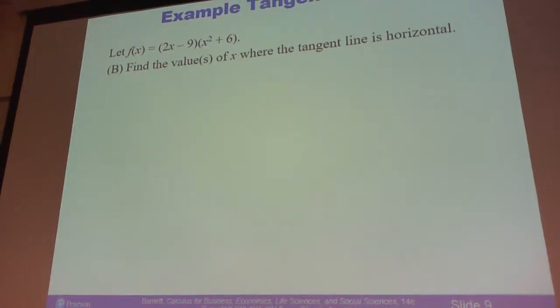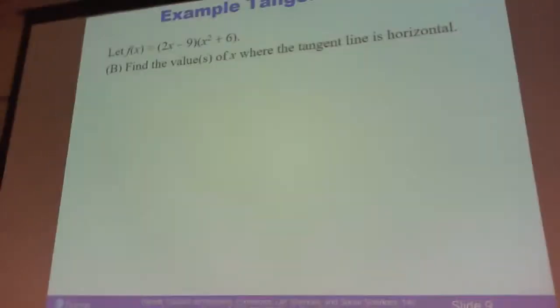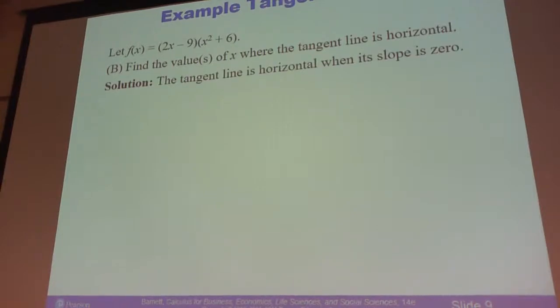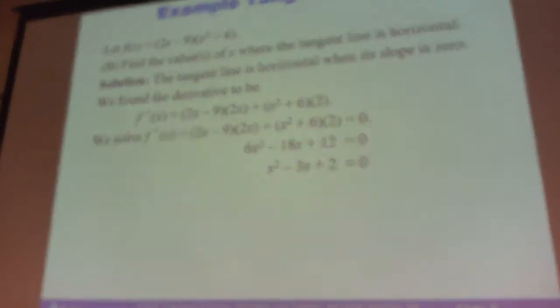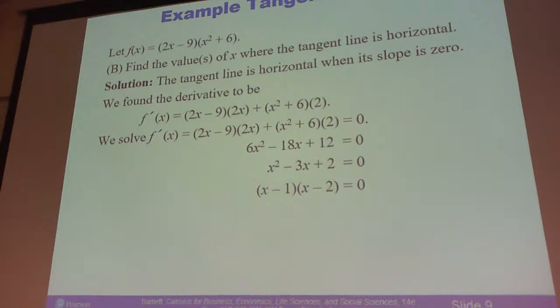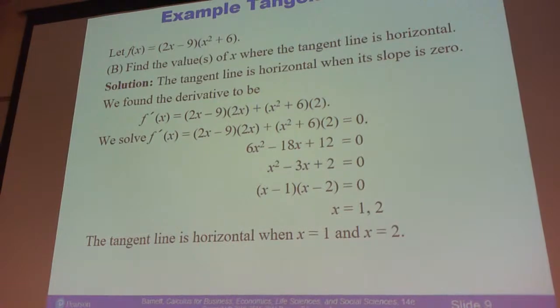Okay? And then it says find the values of x where the tangent line is horizontal. That's where the slope is 0. So if I take the derivative, set it equal to 0, and solve, clean it up, which we did, factor out the 6, factor, we get 1 and 2 as our solutions. So the tangent line is horizontal when x equals 1 and x equals 2.